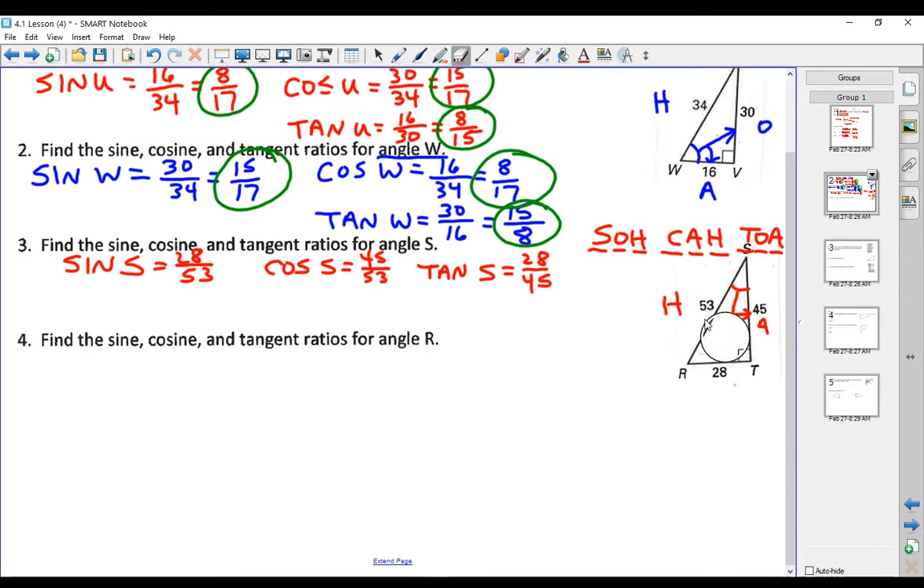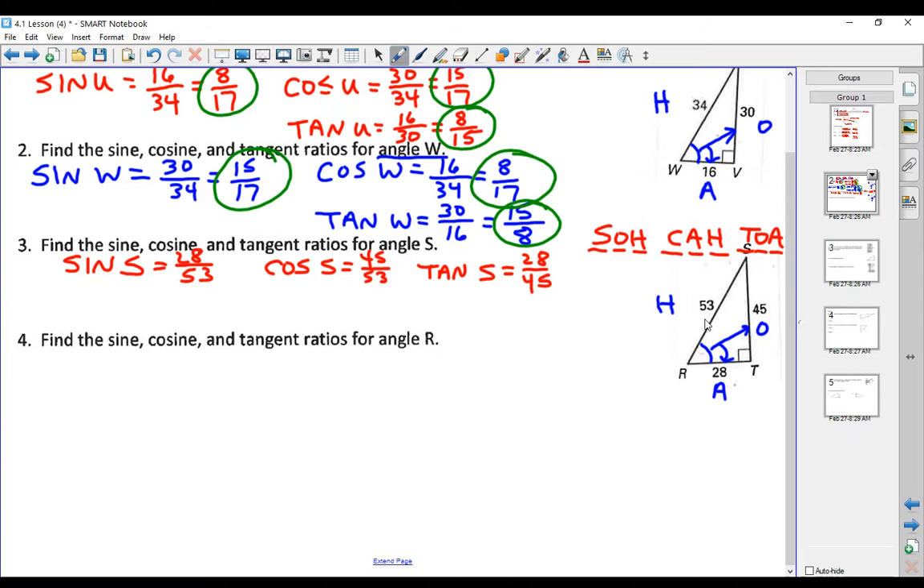Now they want me to look at angle R. Angle R is this angle. Now remember, the hypotenuse is always the hypotenuse. It never changes. The hypotenuse is always across from the right angle. Now this time the angle is down at R and we're looking at this side over here. That's the opposite now. And this would be the adjacent. This is the side right beside the angle. So remember, the opposite and the adjacent will switch places depending upon which angle you're looking at.